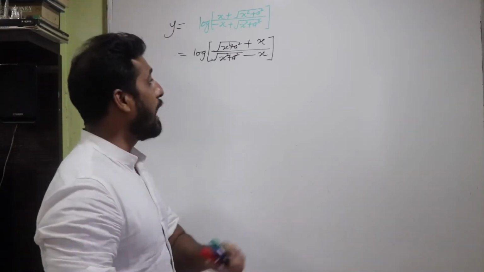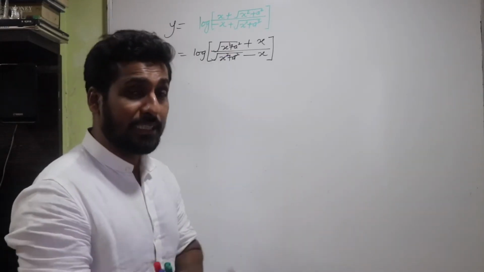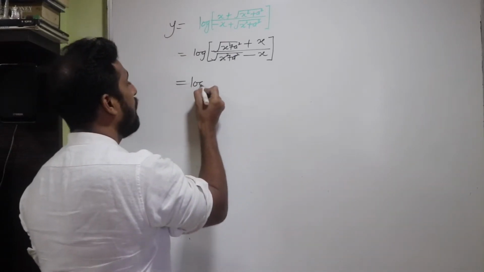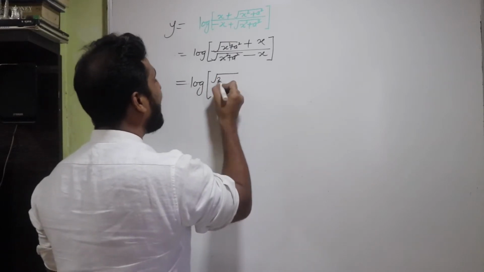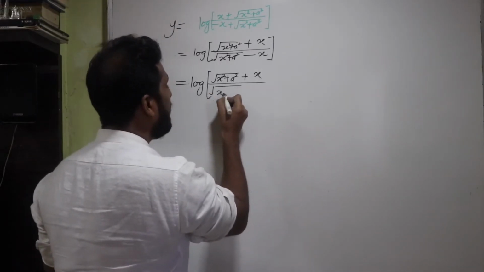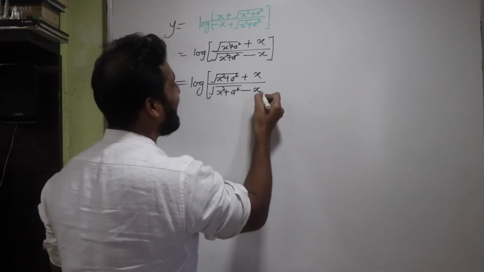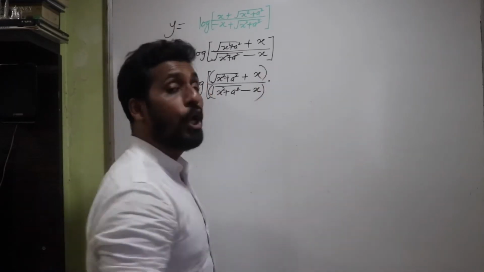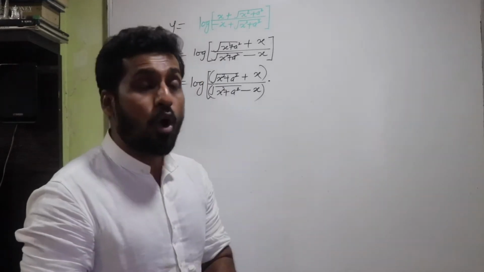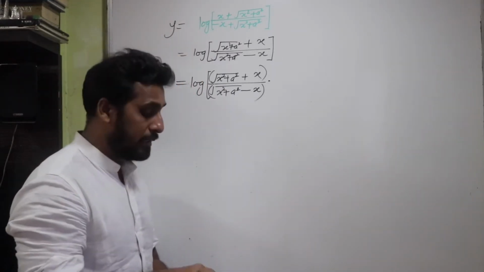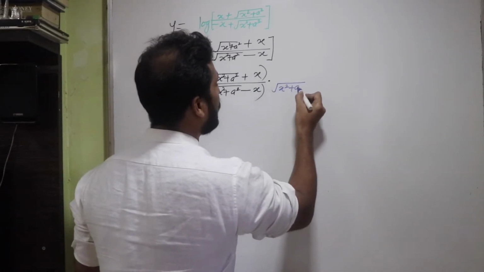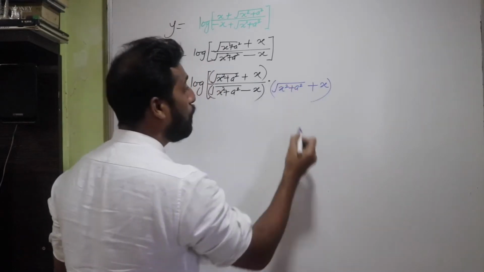Now if you take a look at the denominator and the numerator, they are more or less same. I'm going to rationalize the denominator. Let's rationalize the denominator. Now when I say rationalize the denominator, it simply means you have to multiply the denominator by its exact conjugate. The denominator here is root of x square plus a square minus x. Its conjugate is very simple. It is going to be root of x square plus a square plus x, isn't it?